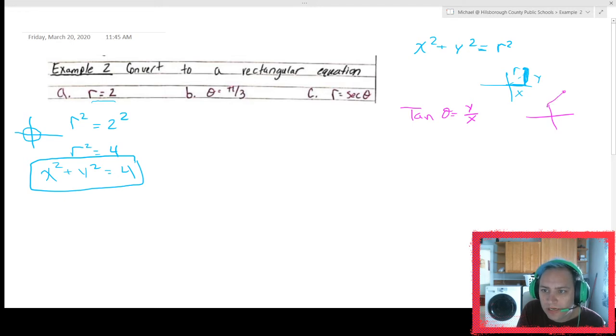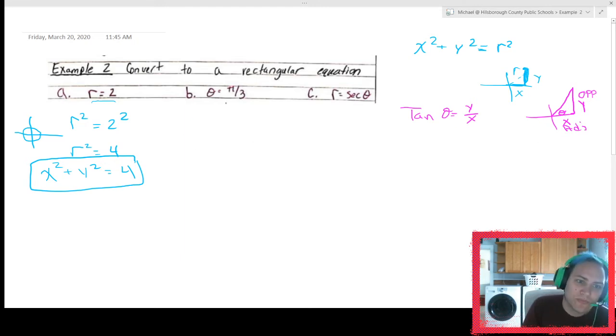If I put this over here, sorry, let me try making it look somewhat decent. There we go. There's the right triangle. Again, this is my x value, this is my y value. If this is theta, tangent is equal to the opposite over the adjacent. Since the y is opposite and the x is adjacent, that tells me that the tangent of theta is equal to y over x.